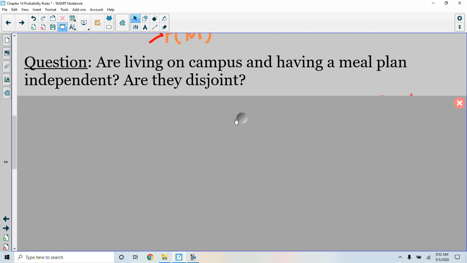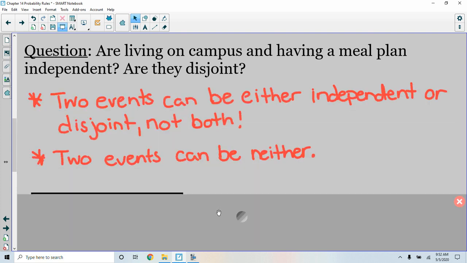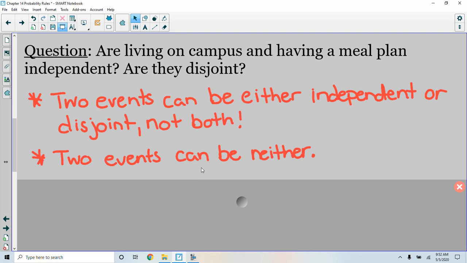So along with that conditional probability, sometimes we want to know if events are independent, and then we also want to know if these are disjoint events. We already know that they're not disjoint. It's important to note that two events can be one or the other, independent or disjoint, but they cannot be both. But they can be neither. So we can have two events that are not disjoint and not independent.